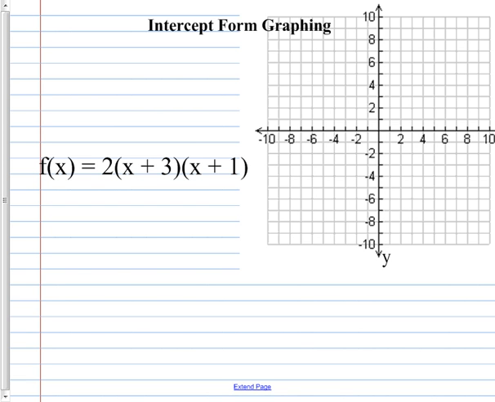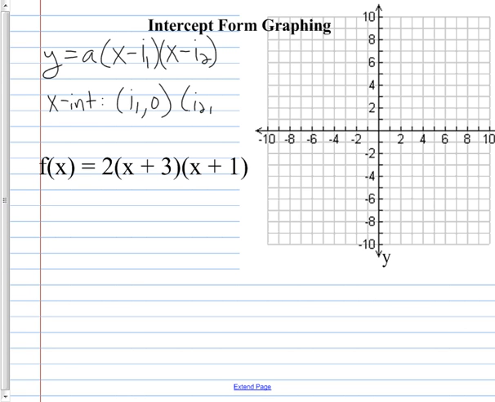The quadratic form that we'll be graphing is called intercept form. The quick information you can get from the intercept form are the two x-intercepts. The form looks like factored form, where you have two binomials being multiplied together. The two x-intercepts are located at (I1, 0) and (I2, 0).